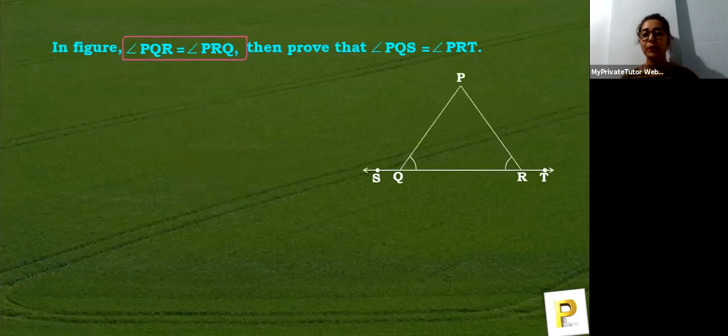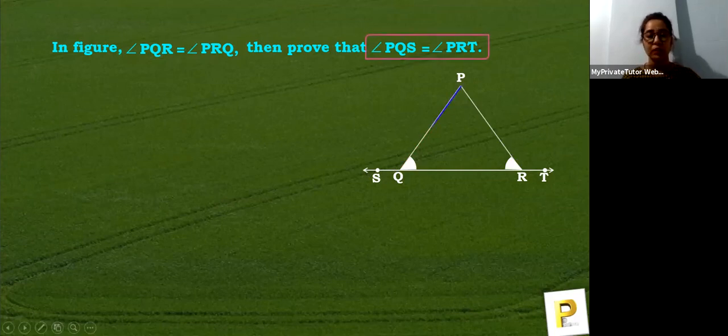In the figure, angle PQR is equal to angle PRQ. Okay, so PQR is equal to PRQ. Okay, then prove that PQS is equal to PRT. That is what you have to prove. Okay, very easy, very easy. Can anyone tell me how you can prove this question? It is very easy.